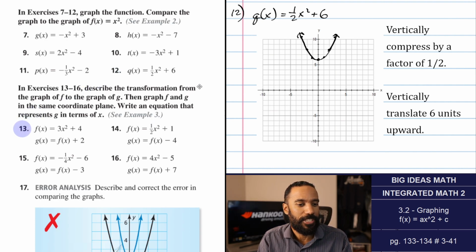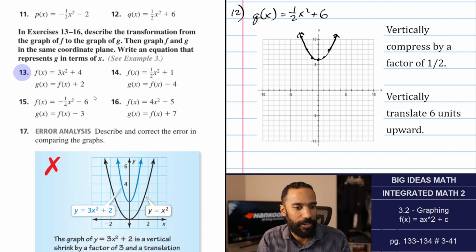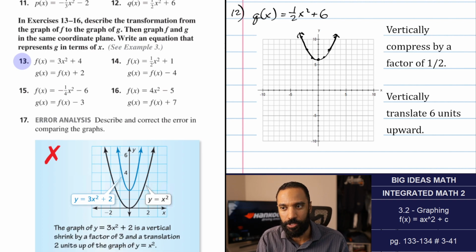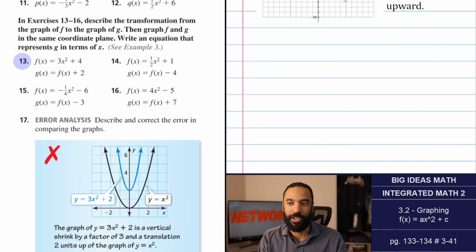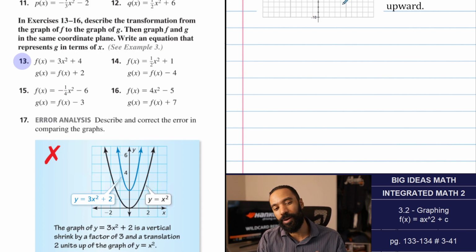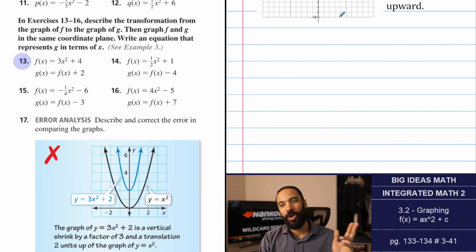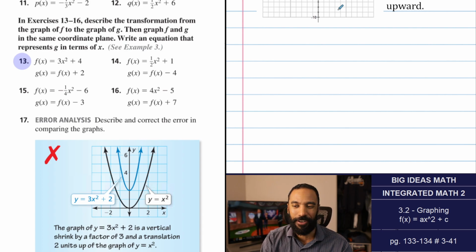All right, numbers 13 to 16. We're going to describe transformation from one to the other, and then we're going to graph them together. So this time it's actually more graphs than it was before. But maybe I get to apply one of them and do a copy-paste job, whereas you might have to do both. I don't know if I can cheapen you out that way. We'll see. Maybe for one of them.